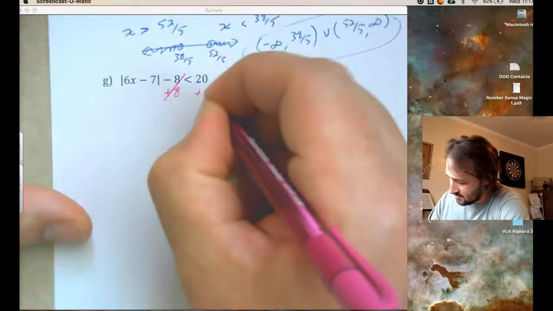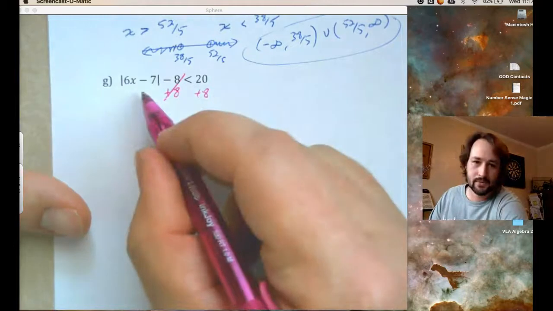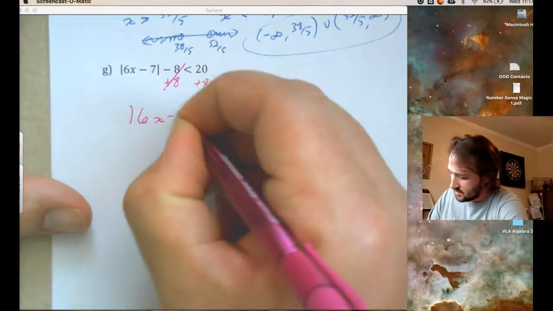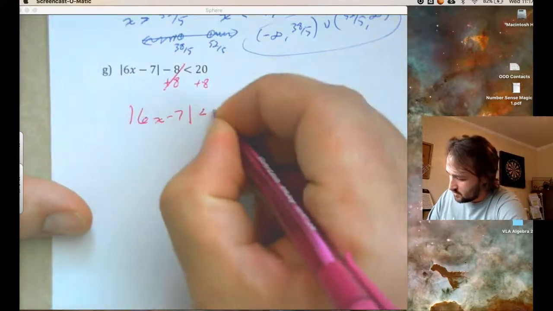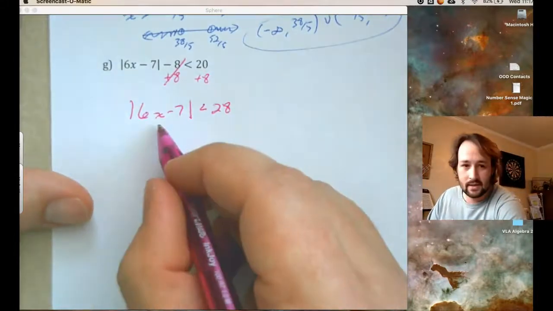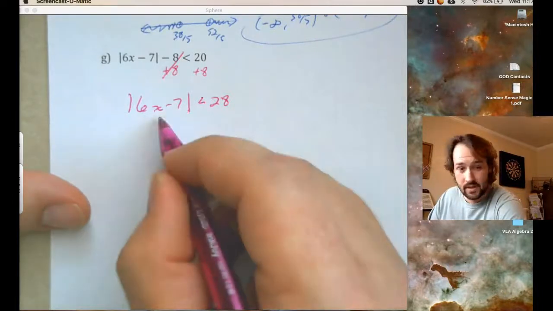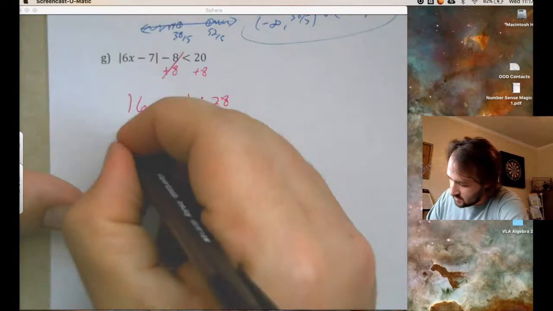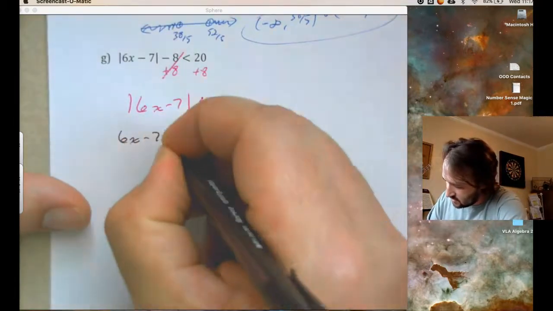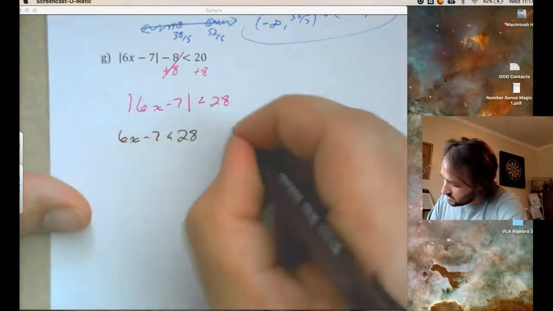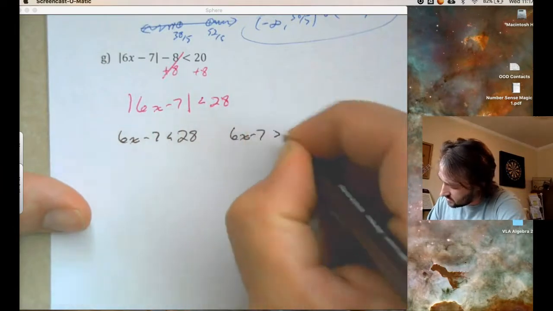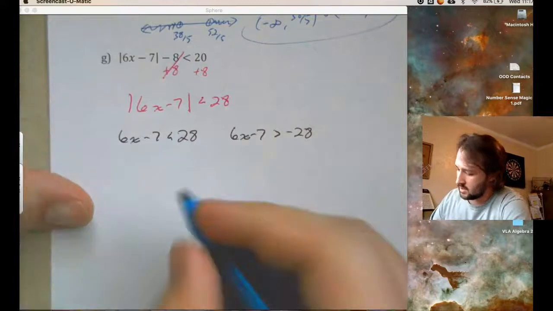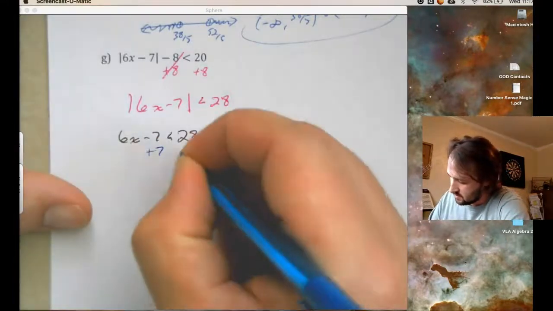All right, so get the absolute value by itself first. So I'm going to add 8. So absolute value 6x minus 7 is less than 28. And now the absolute value is by itself, so I can get both of my equations. So I have 6x minus 7, keep the sign, less than 28, and 6x minus 7, change the sign, greater than negative 28. All right. Now add the 7.